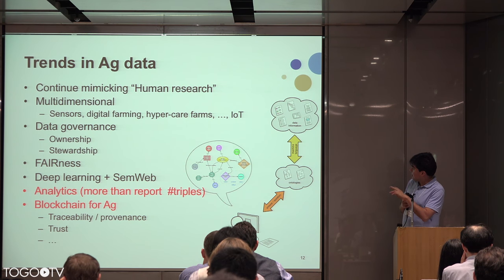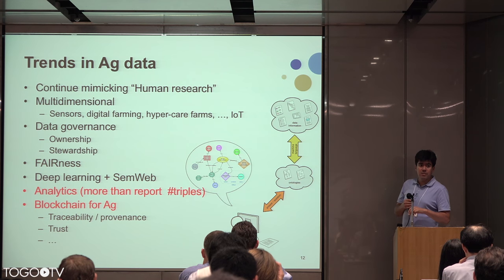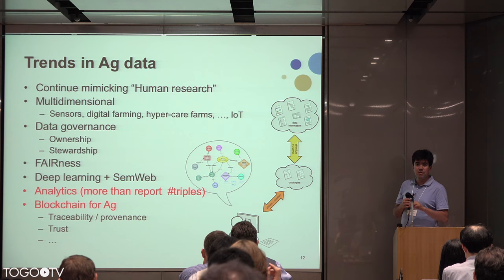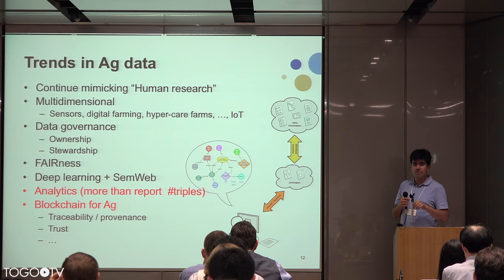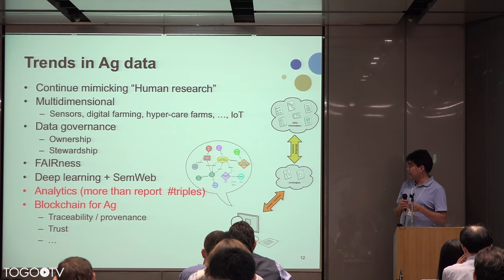Another interesting thing, and if somebody's interested to discuss during this week, is about blockchain. Probably some of you have heard about this new technology, and that is also starting to enter into the agricultural sector, basically to support the traceability or the provenance of the facts or these sort of things, and to increase the trust, right?